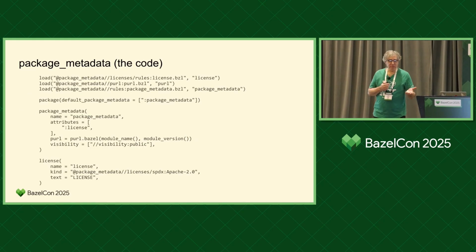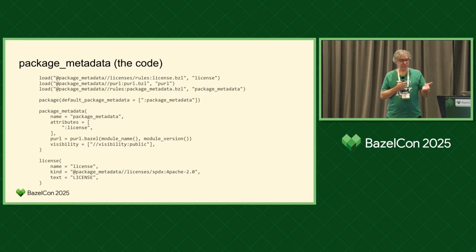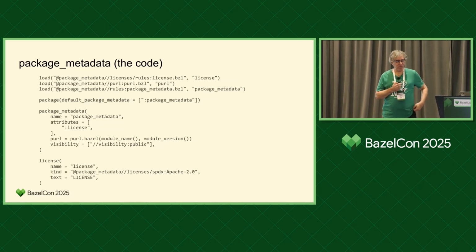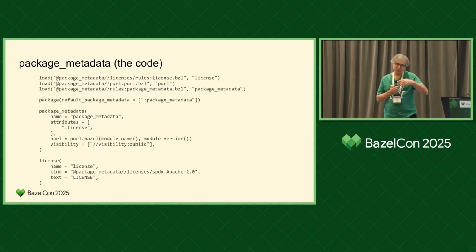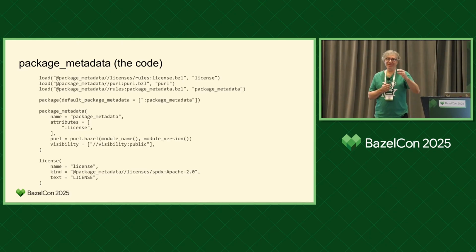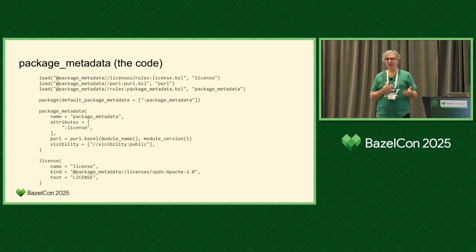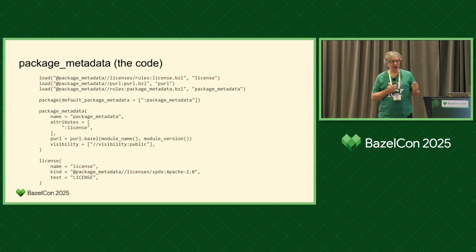In your code, to declare package metadata, you bring in one of these rules. It's fairly straightforward. The attributes list points only to license right now because we have not built out a lot of attributes. We are doing this slowly as we find proven need for things. So we don't want to, with rules package, we threw in a grab bag of stuff fast without thinking it through. We're thinking it through this time.